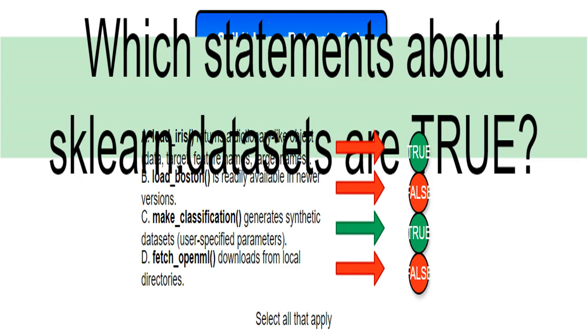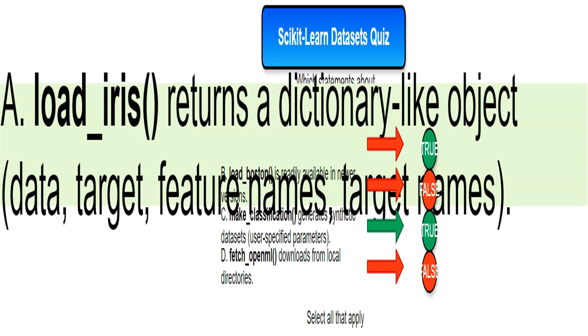Let's dive in. This statement is true. The load_iris function returns a dictionary-like object. It's actually a bunch object, a Sklearn-specific type, which provides you with everything you need for the iris dataset. You get data, target variables, feature names, and target names all packaged up nicely.